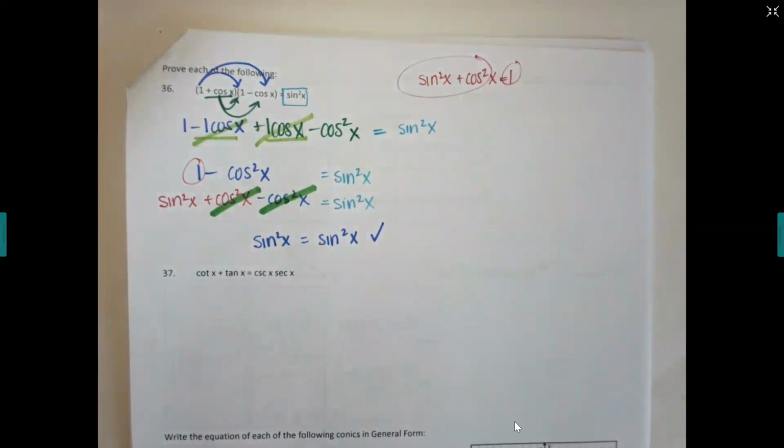Okay, for number 37, I'm going to replace these with their IDs. So I see that cotan x is going to be cosine over sine. Tan will be sine over cosine.